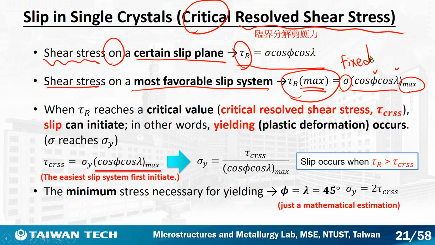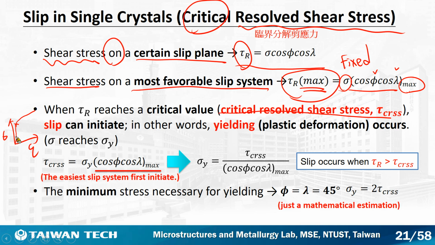Okay, and when tau R reaches a critical value, this value we call the critical resolved shear stress, then slip can initiate. Try to imagine the stress-strain curve.